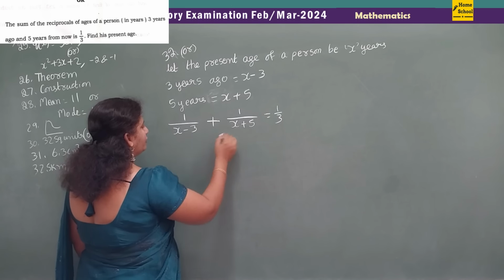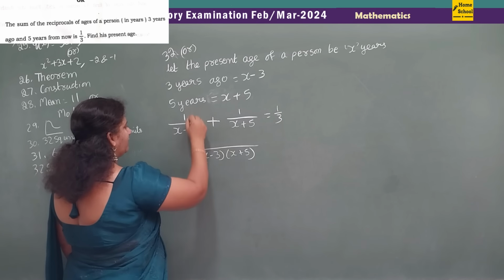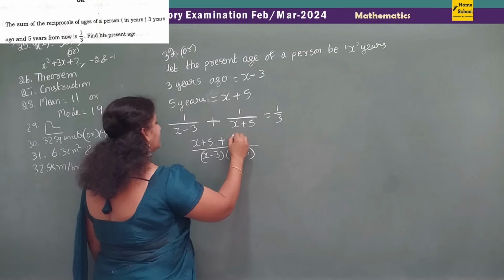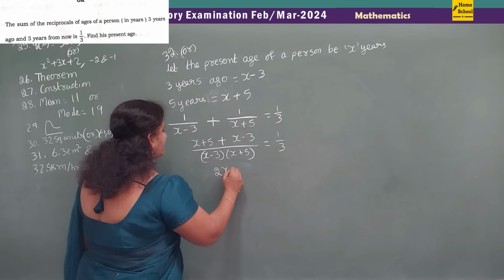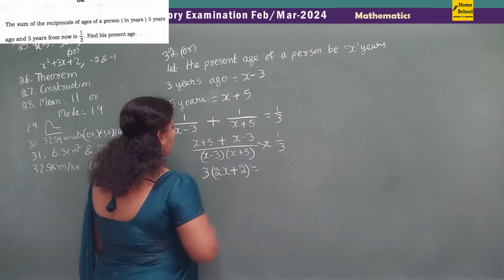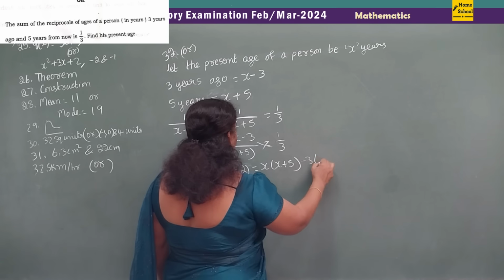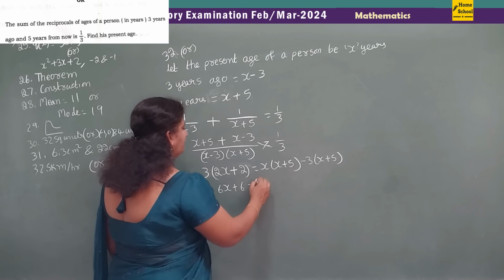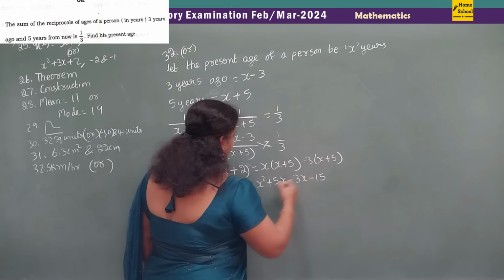Let's start. And do LCM here: x minus 3 into x plus 5. For this numerator, multiply x plus 5, plus, and here x plus 5 is already there, multiply x minus 3 here, is equal to 1 by 3. x plus x will be 2x, plus 5 minus 3 will be 2, cross multiply 3 into it is equal to, and bring this side by multiplying x into x plus 5 minus 3 into x plus 5. Okay, 3 2s are 6x plus 6 is equal to x square plus 5x minus 3x minus 15.